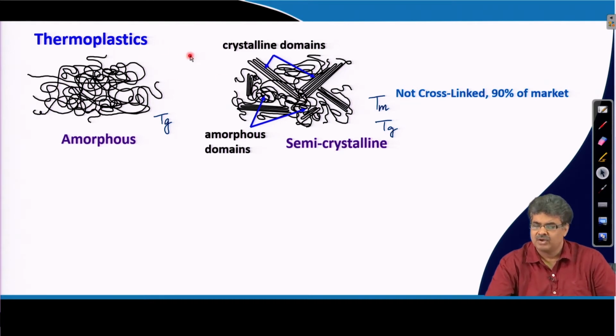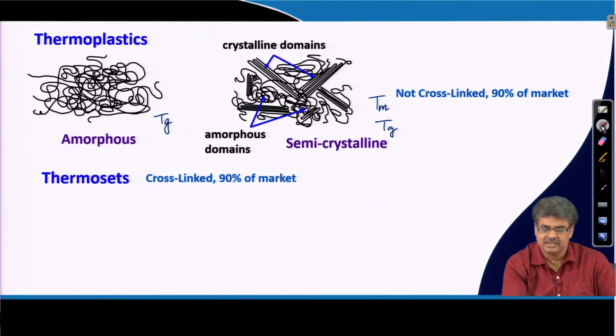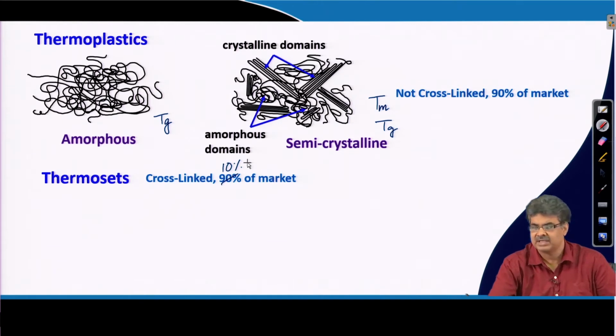Thermoplastics are not cross-linked materials, and 90% of the polymer market consists of thermoplastic materials. The other materials, as I said, are thermosets, which are cross-linked, and this is a mistake earlier: 10% of the market is made up of thermosets.